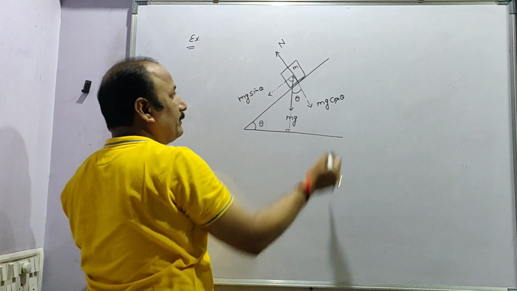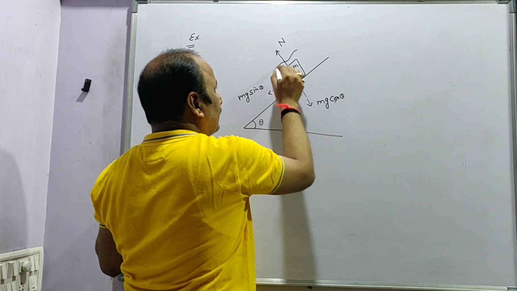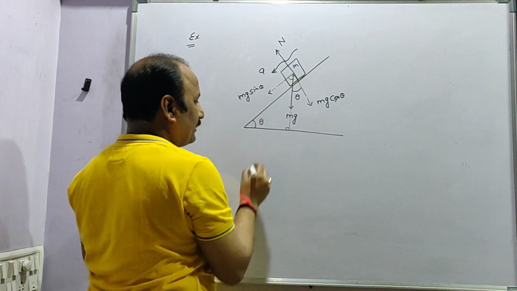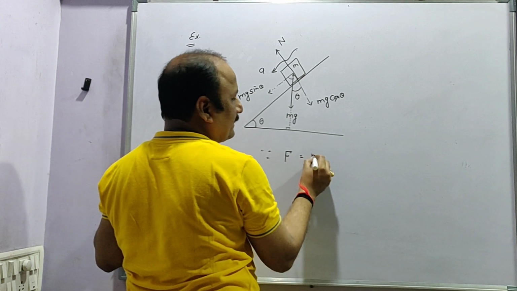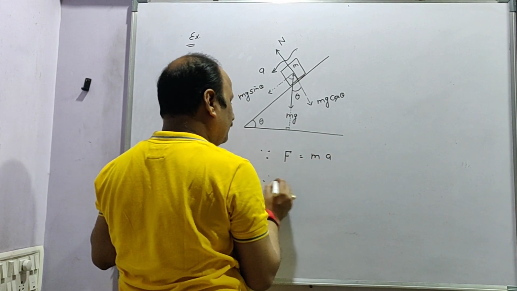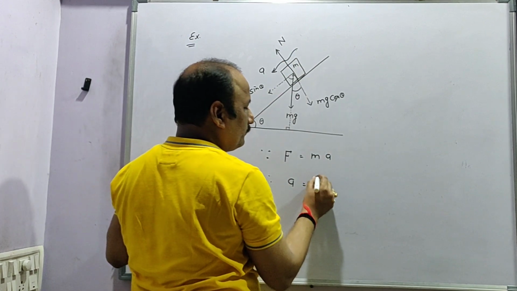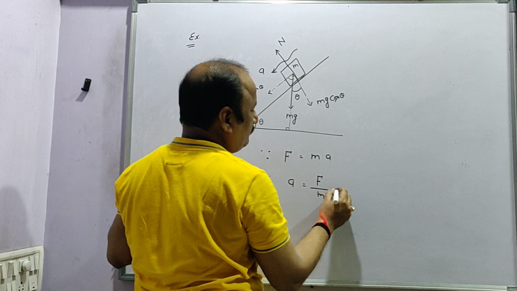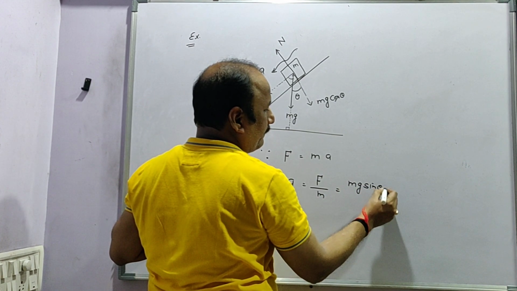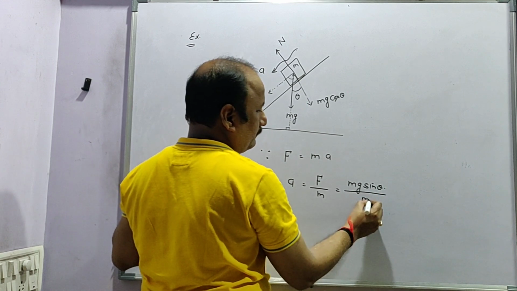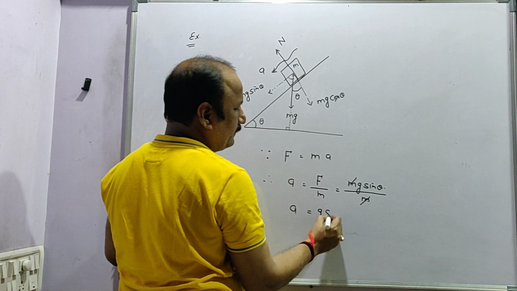Along this direction forces are balanced, but due to this force, if the surface is smooth, the body will accelerate. With acceleration, as we know, according to Newton's second law, force is equal to mass into acceleration. So we can write acceleration acting on this body along inclined plane, that is equal to force upon mass, and force is mg sin theta, mass is m. So acceleration of this body along this inclined plane, that is g sin theta.